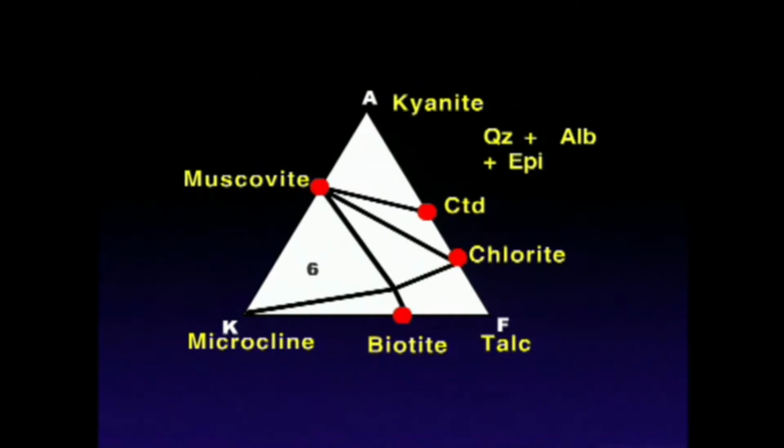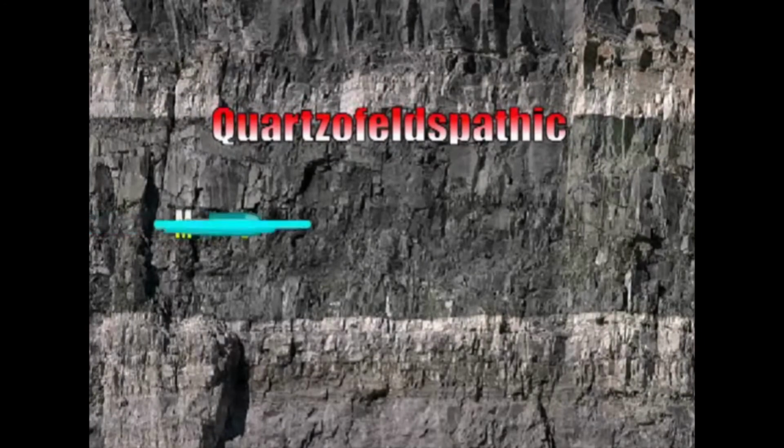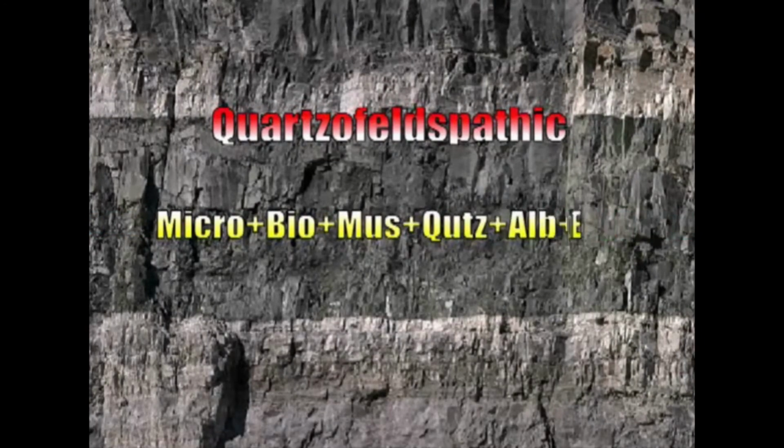Quartzo-feldspathic assemblage. On the basis of the AKF diagram, we can recognize the quartzo-feldspathic assemblage. The quartzo-feldspathic assemblage is as follows: muscovite, biotite, microcline, plus or minus quartz, plus or minus albite, and plus or minus epidote.